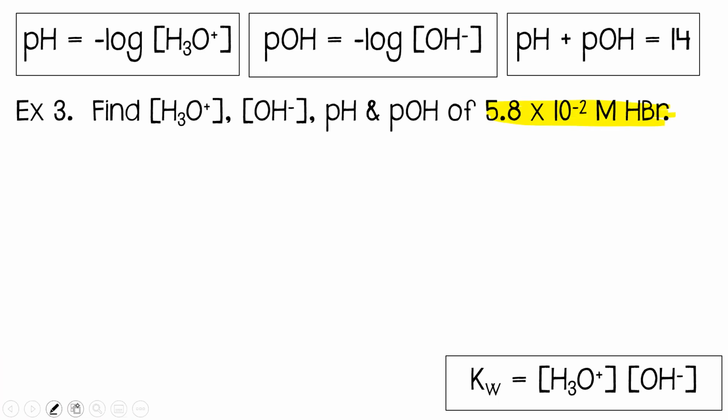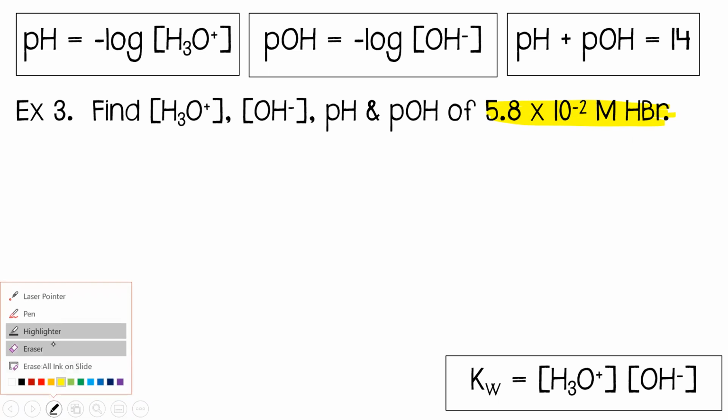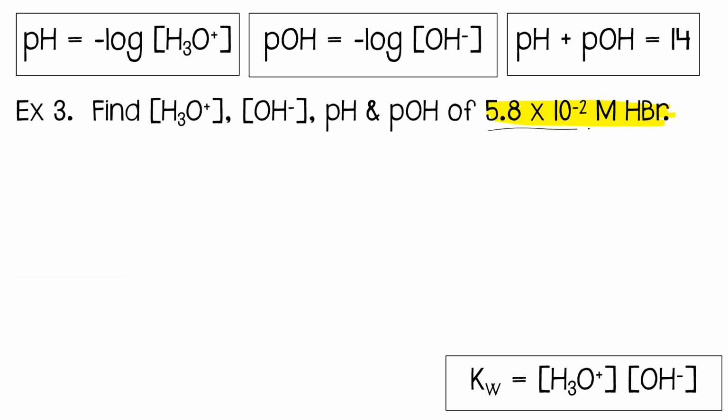So we need to know, is this concentration given to us representing the hydronium or the hydroxide? In that case, you have to look at the substance. So we have HBr, which is an acid, hydrobromic acid. So in this case, because this is an acid, this molarity is actually equivalent to the hydronium ion concentration. So we already know one thing right off the bat, and that's always the case.